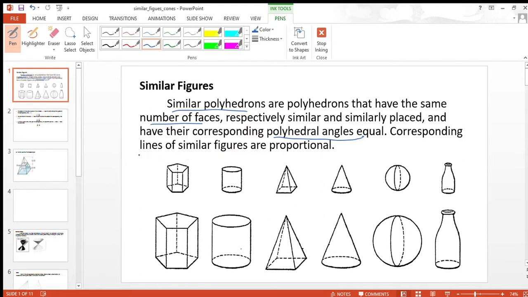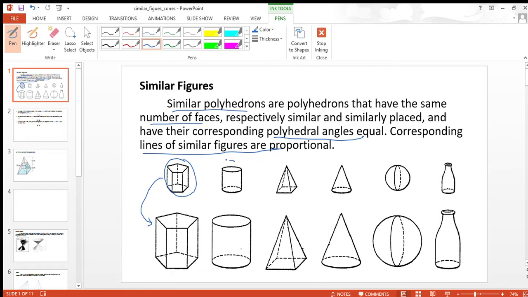Corresponding lines of similar figures are proportional. When we say similar figures, they are actually of the same shape, so same number of sides, same polyhedral angles, the angles here are equal. So, magkaiba lang yung size. Okay? So, ibig sabihin, like in this first figure, if you will now try to make this larger, there will come a time that this polyhedron will be exactly the same as this.